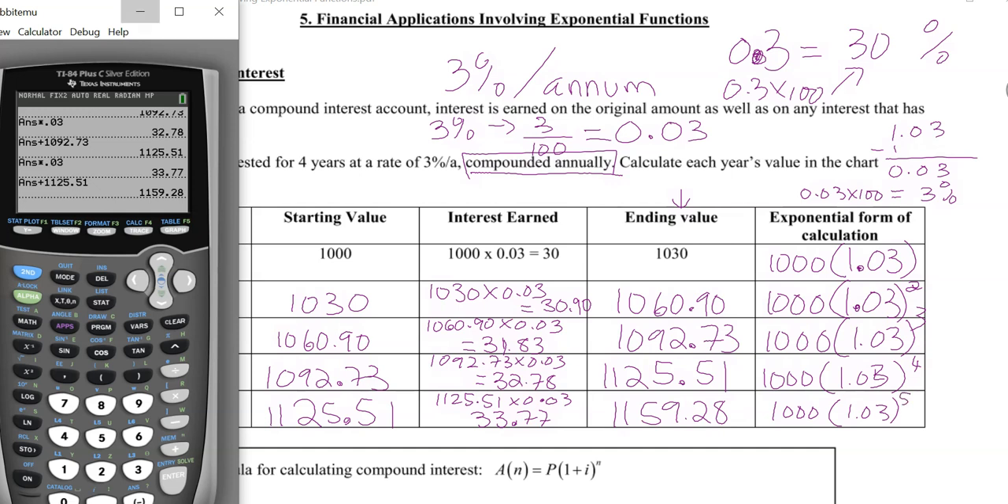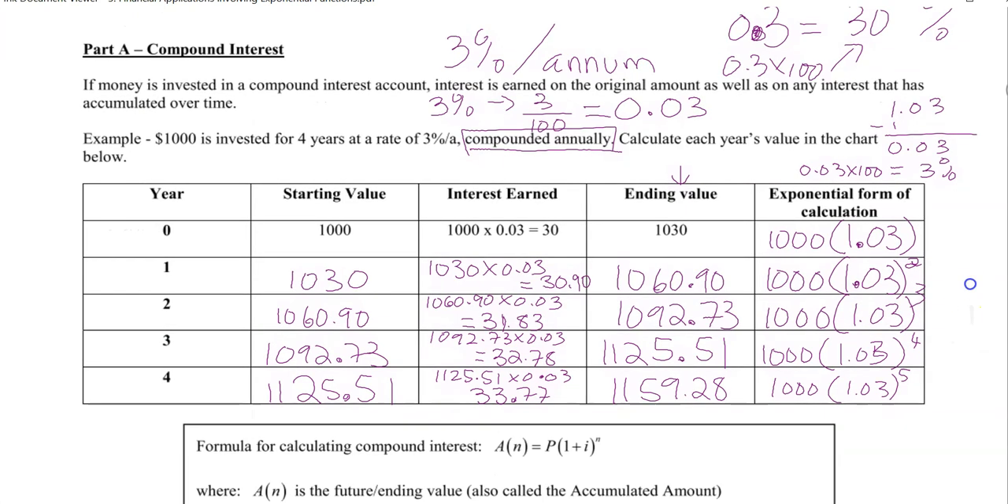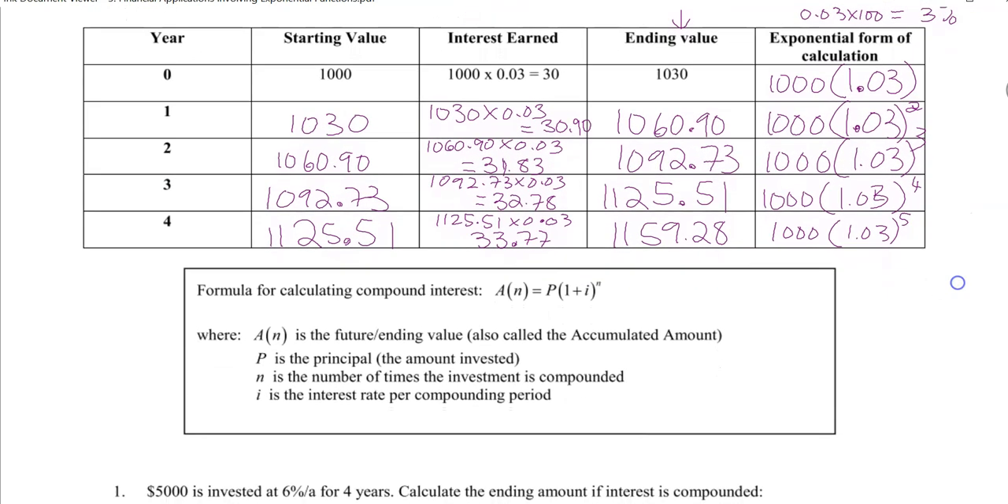1,001.03. So the formula for calculating compound interest. A of n, which is the future or the ending value or the accumulated amount, or just the amount. The amount we're going to end up with is the amount we started with. So P is the principal, which is the amount invested. How much did we invest?